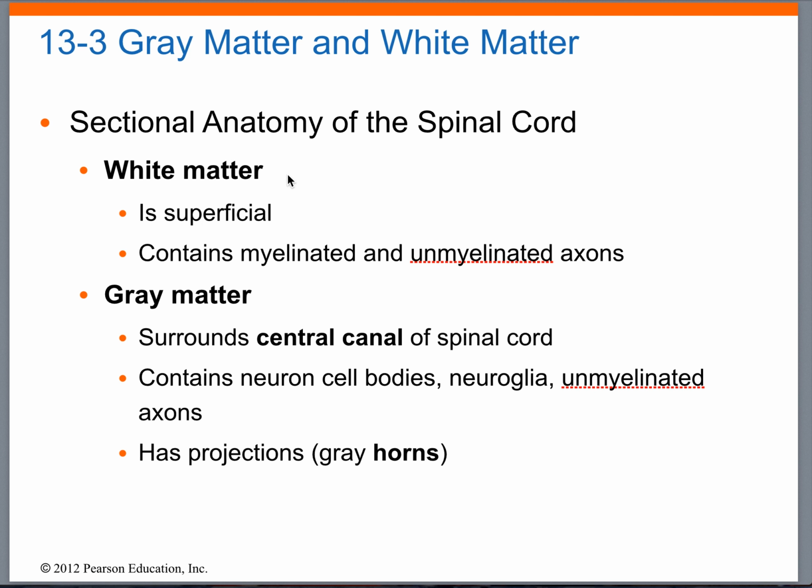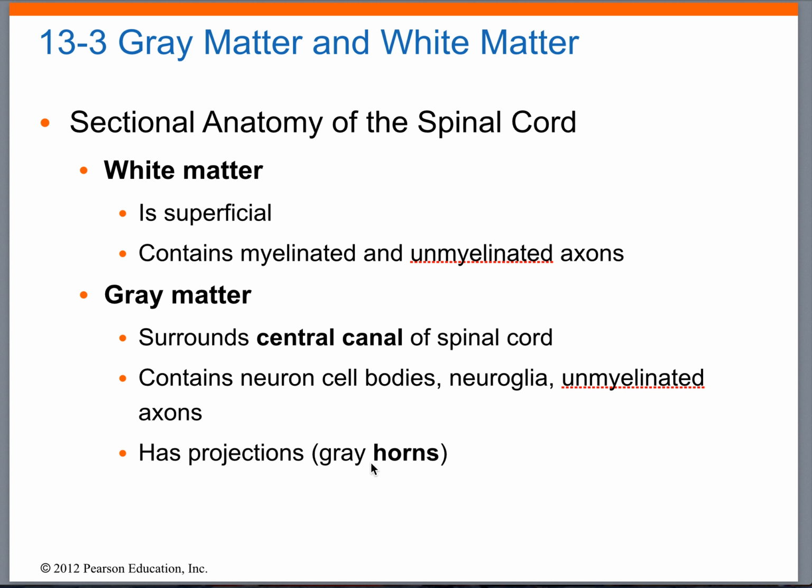So white matter, fast or slow? Fast. Unmyelinated or myelinated? Myelinated. It contains both, but when you think white matter, you're thinking fast, sending the signal fast through axons, versus gray matter. Yes, you might have unmyelinated axons, but for this class, remember cell bodies for processing information.